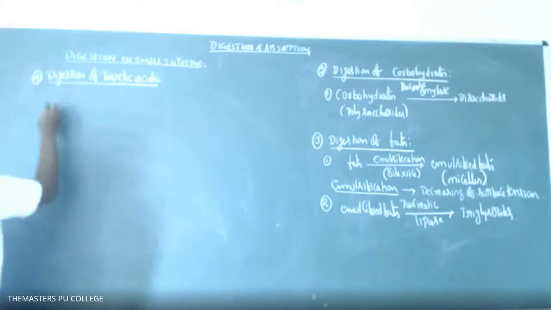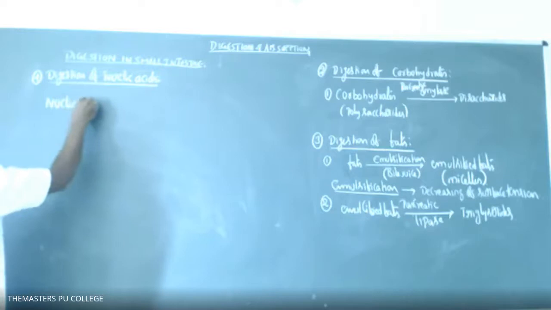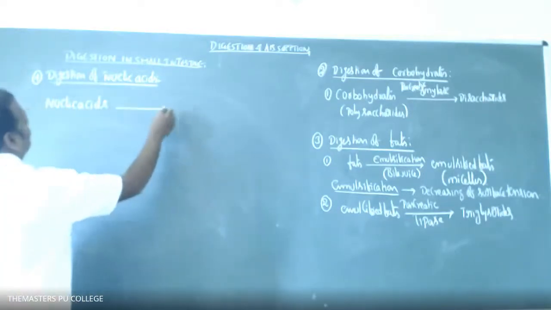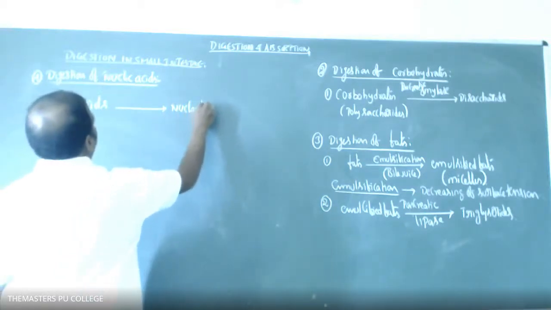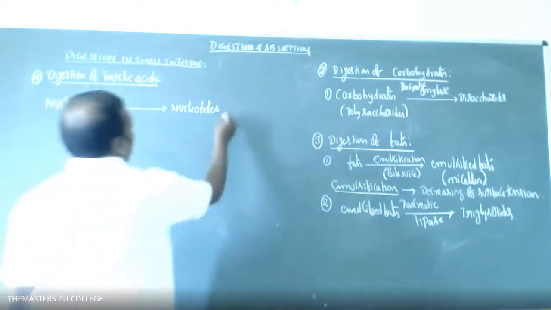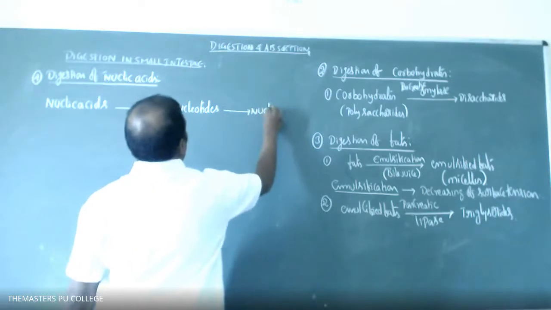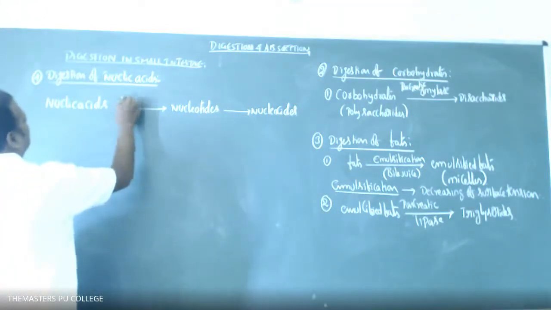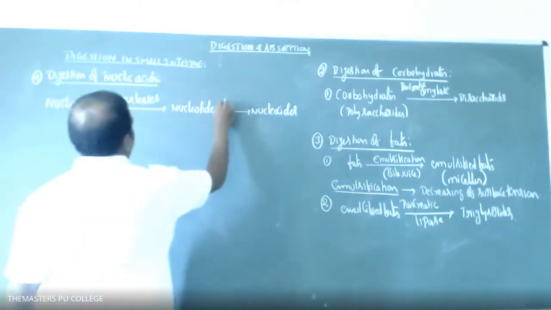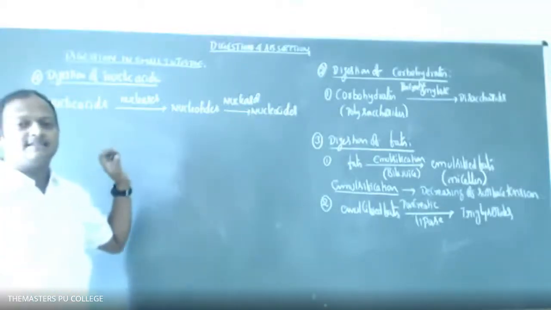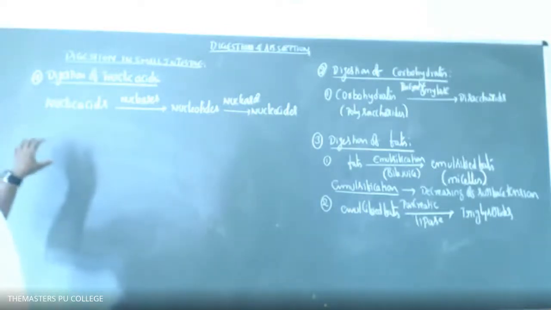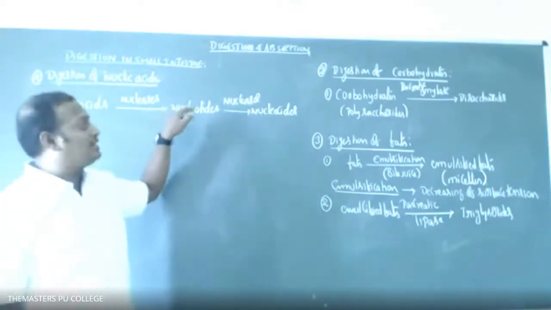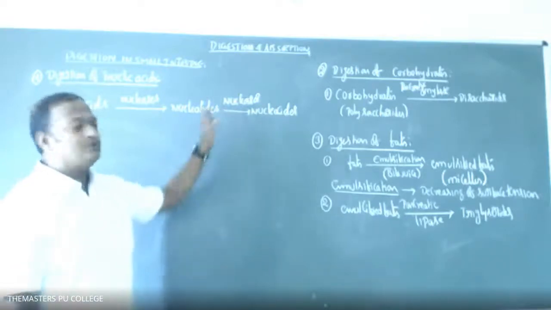The nucleic acids are converted into nucleotides. And next, the nucleotides are converted into nucleosides. By which enzyme, students? Nucleases. Nucleases are secreted from the pancreas. Nucleases, deoxyribonuclease and ribonuclease, convert the nucleic acids into nucleotides and nucleosides.